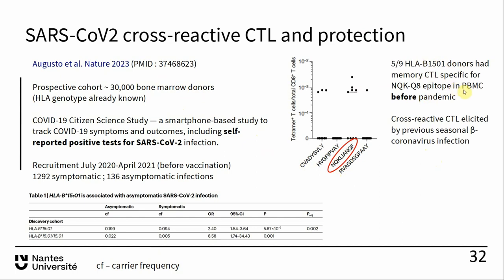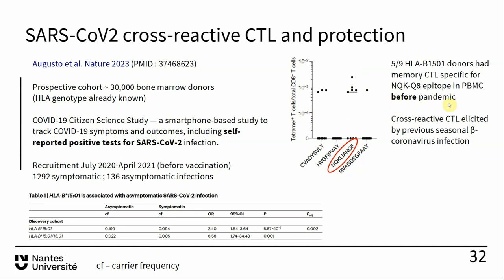So they found PBMC, peripheral blood mononuclear cells, from before the pandemic, and they were able to test those PBMC for the presence of CD8 positive T cells that recognize these different HLA-B15 restricted epitopes. And sure enough, for this particular epitope, which they call NQK, they found 1, 2, 3, 4, 5 out of the 9 people they were able to test had a detectable CTL response against this epitope.